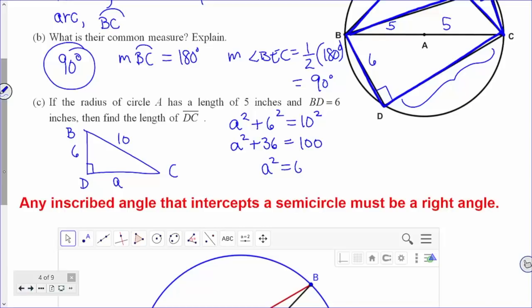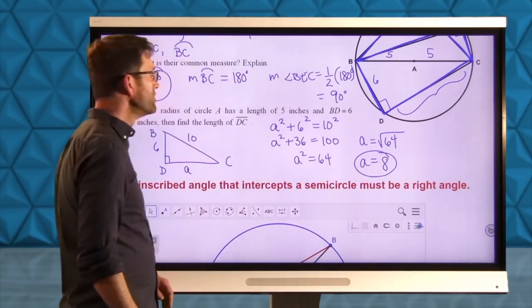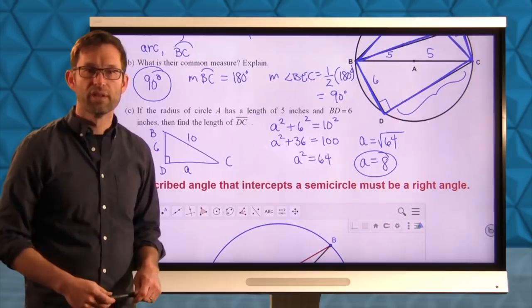A squared is equal to 64. A equals the square root of 64. So A is 8, right? Which is what I was looking for, DC.